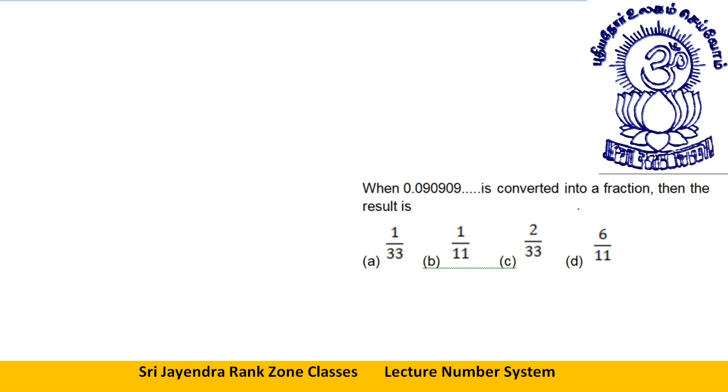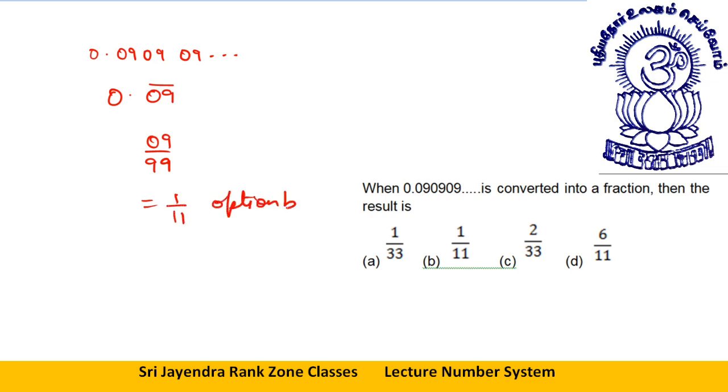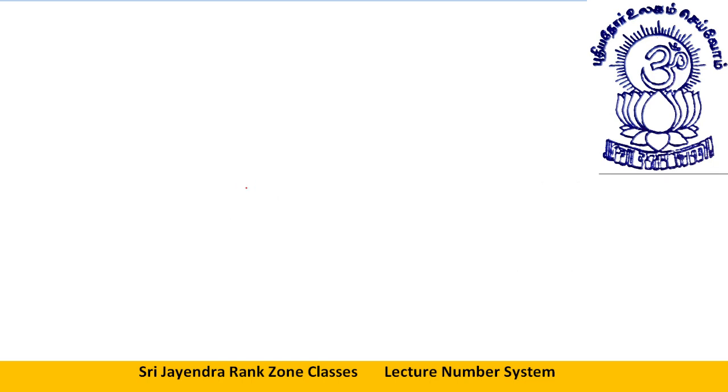0.090909 is converted into a fraction. Then the result is, see students, what does it mean? It means 0.090909, and so on. That is 0.09 bar, or I can say 09 by 99. Sorry, this will be written like this: 09 by 99, or I can say 1 by 11. Option B is your answer. Okay, let's move to the next question.